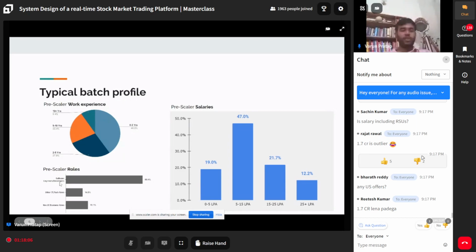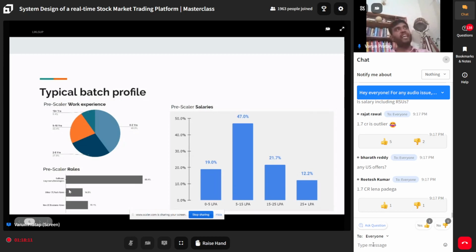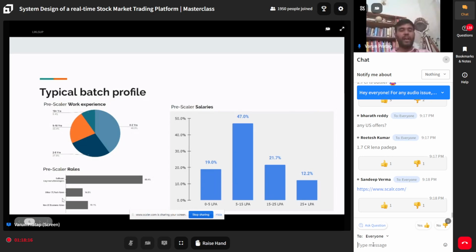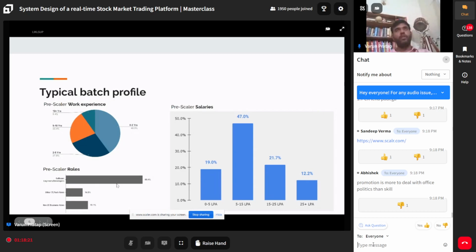In pre-Scaler roles, software engineers were around 70%, but there were other IT and adjacent tech roles also, like solutions architect, system engineer, those kinds of roles. Non-IT business roles also make up 20% of the cohort. So it doesn't mean that if you don't have a coding background, you won't make it. You will make it.